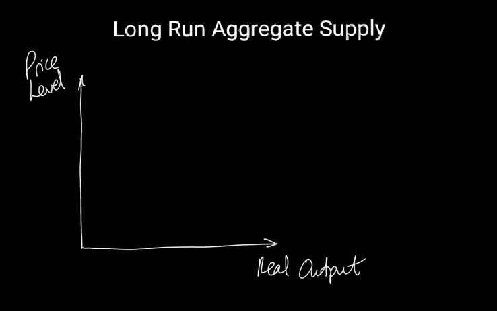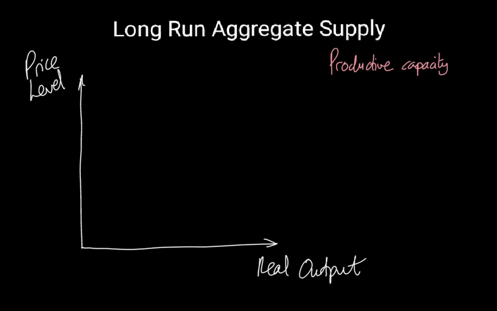The long-run aggregate supply curve is important because it shows us the productive capacity of the economy. So it's a more theoretical concept because it's talking to us about the amount that could be produced within an economy rather than the amount necessarily that is being produced. So we're talking about the productive capacity. It's quite important to keep that in mind.